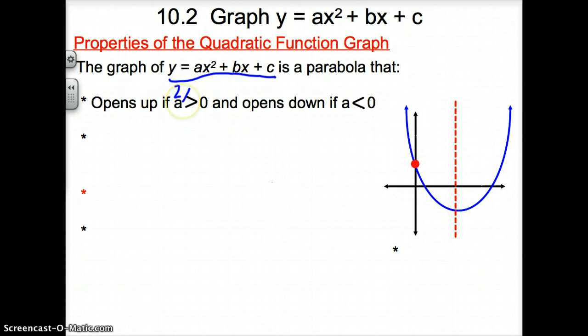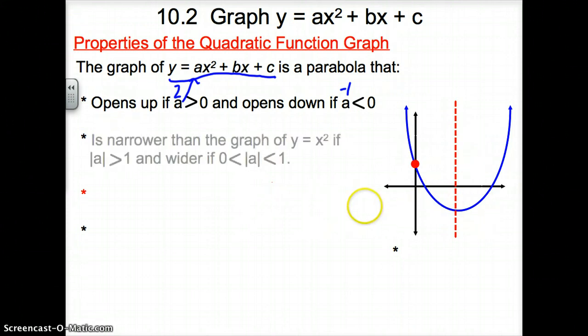But what a are we talking about? We are talking about that a right there. So if that is a 2, the parabola will open up. The parabola will open down if a is less than 0. So a could be negative 1. Negative 1 is less than 0. So if that a was negative 1, this parabola would now open up the other way.